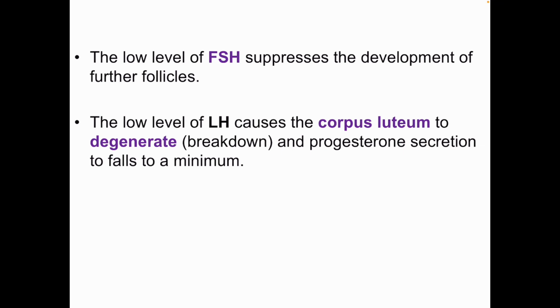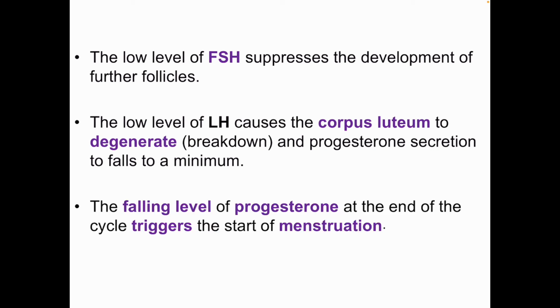So, high levels of progesterone inhibit the release of FSH and LH from the pituitary. The low levels of FSH mean that no further follicles will develop in the ovary. The low level of LH causes the corpus luteum to break down. This means that progesterone secretion falls. The falling level of progesterone triggers menstruation at the end of the cycle.